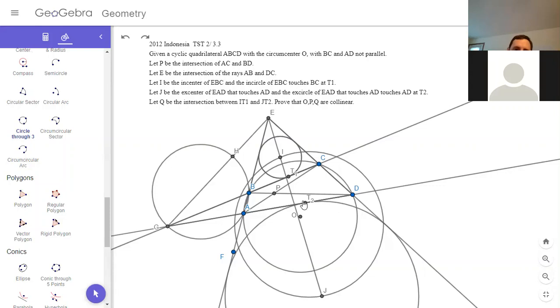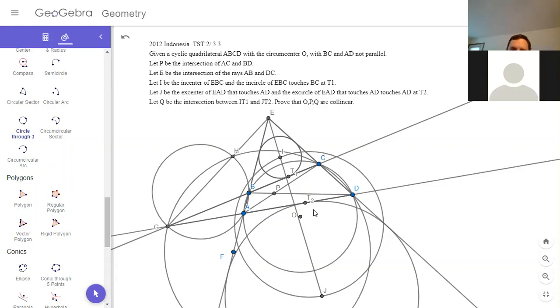Yeah, I think the power ratio lemma might finish it off, because we know GABH is cyclic, and we know GDCH is cyclic. And T1 and T2 are the same ratio of the distance from B to C. So I think the power ratio lemma finishes it.